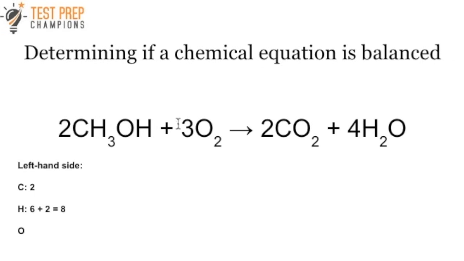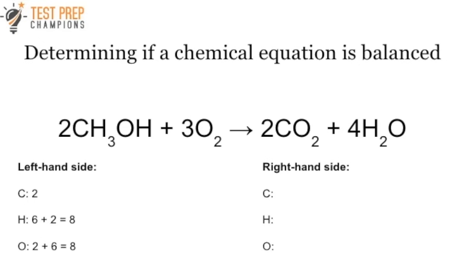Now let's think about our oxygens over here. We've got two oxygens, we see O and a little two, but we see a three out front, so we multiply that by three, which gives us six oxygens. So we have the two oxygens, and then we also have the oxygens over here. We have the two out front, so we take that two times the oxygen here, and then we have the six oxygens over here. We add that together, and that's going to give us eight oxygens. So hopefully that makes sense.